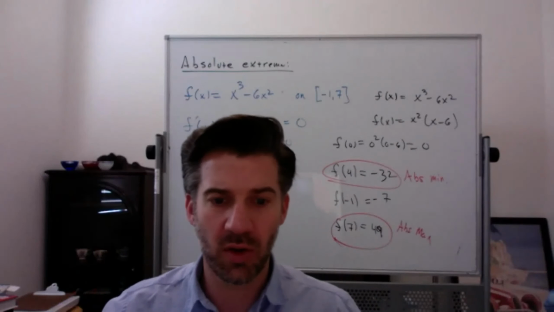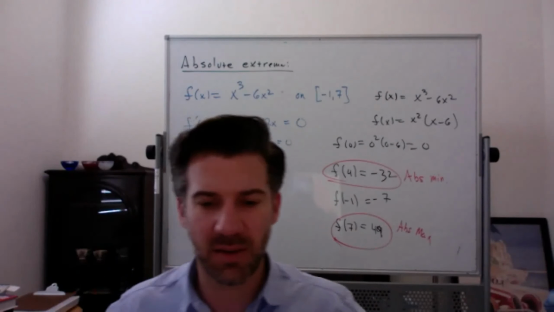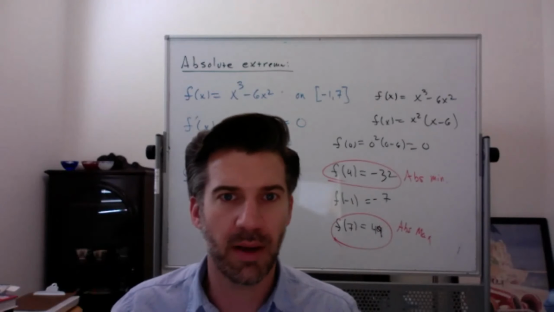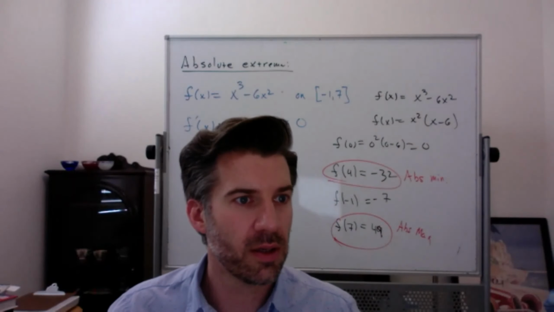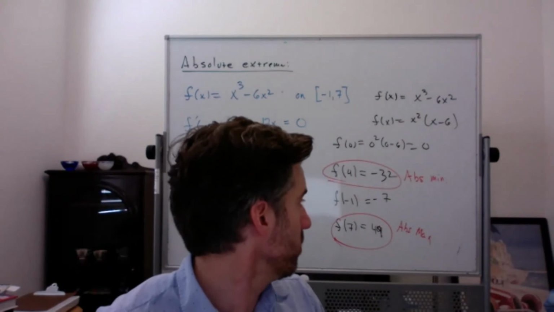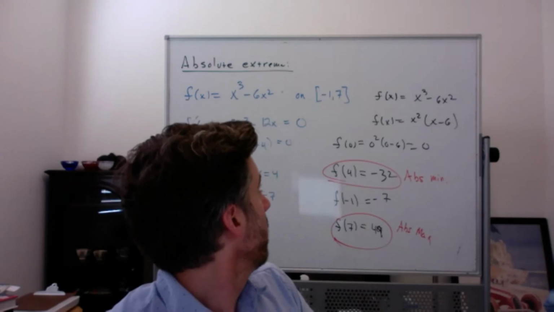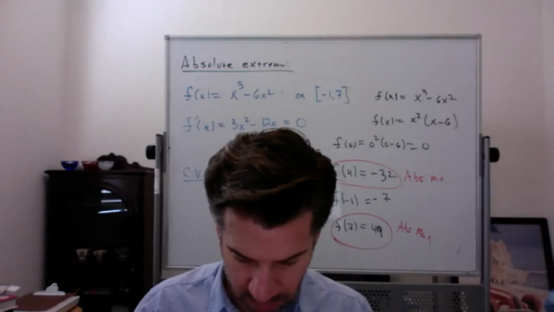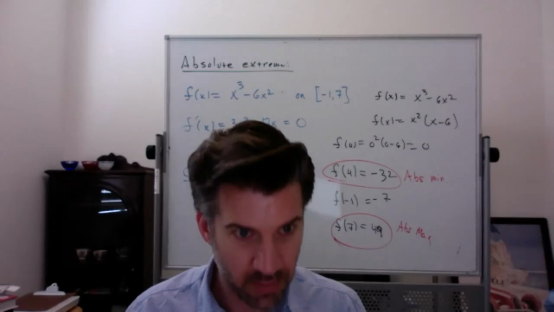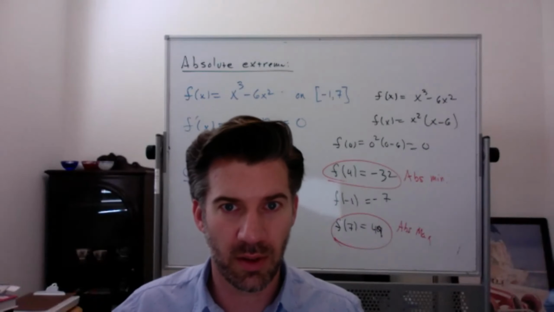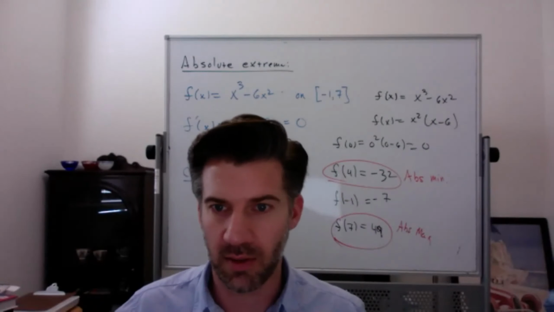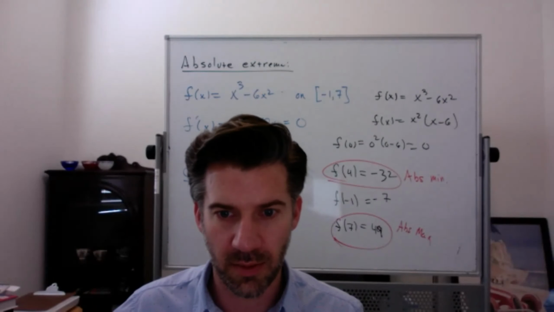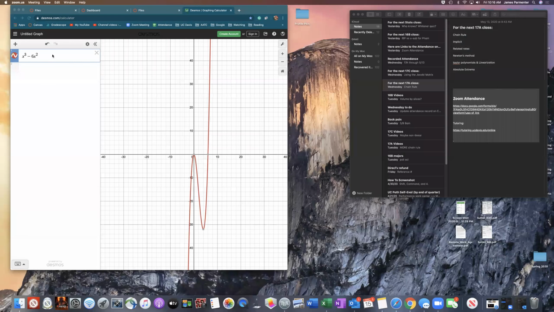And let me show you, I think it's nice to show you this. So if we look at this function, x cubed minus 6x squared, let me zoom out just a little bit. So let me share this with you guys. So here's the function, x cubed minus 6x squared.